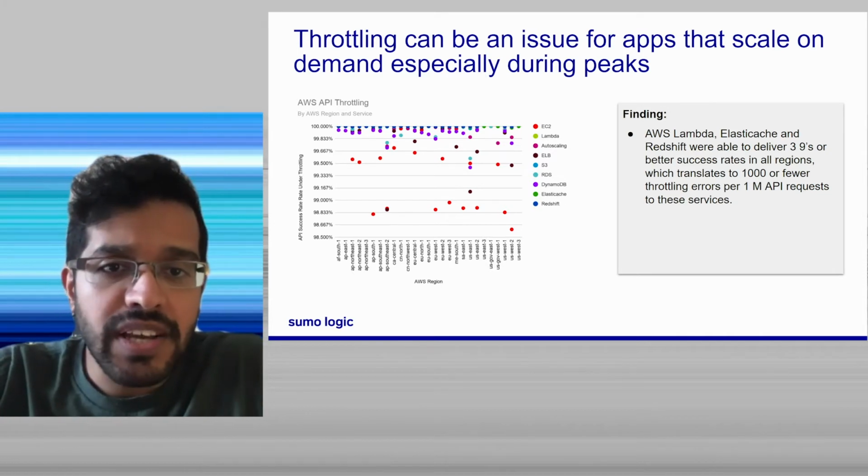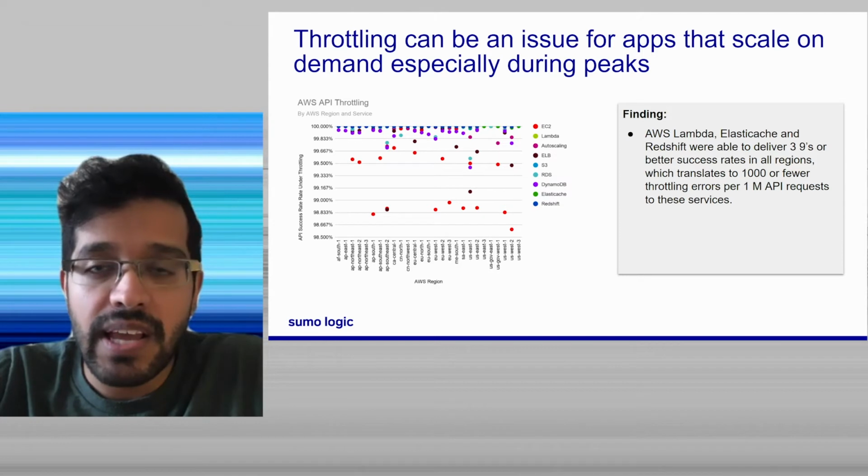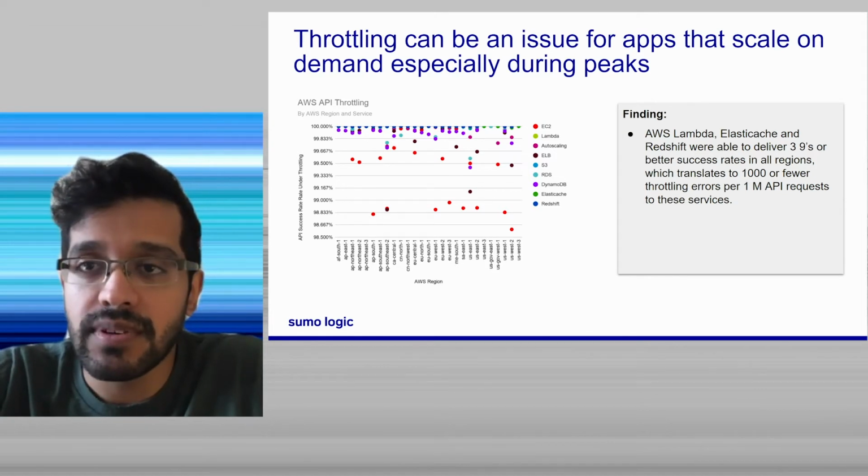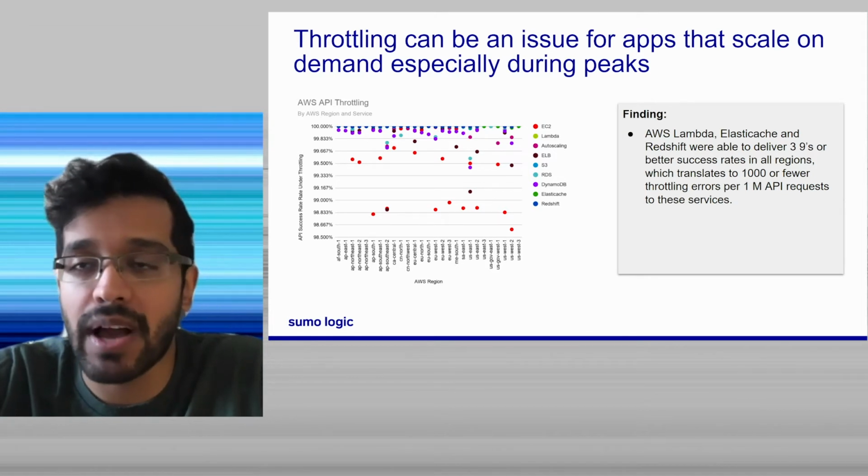So if architecture and cost permit, for any given AWS service, customers should attempt to provision adequate capacity and follow AWS best practices to mitigate these kinds of effects of throttling. For example, things like exponential backoff retries.